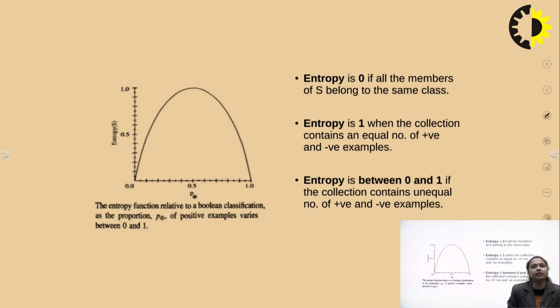Now, if entropy is 0, all the members of S belong to the same class. For example, in the previous diagram with circles A, B and C, C had all blue dots. So entropy is 0 if all the members of S belong to the same class, all the dots are blue. Entropy is 1 when the collection contains an equal number of positive and negative examples, meaning circle A, where yellow and blue dots are almost similar. If entropy is between 0 and 1, the collection contains an unequal number of positive and negative examples.